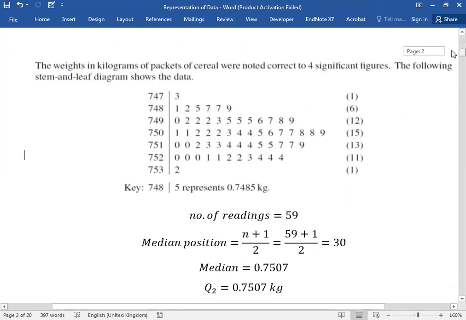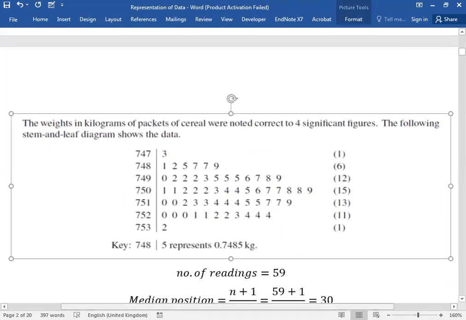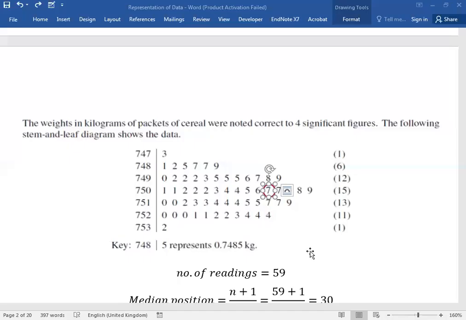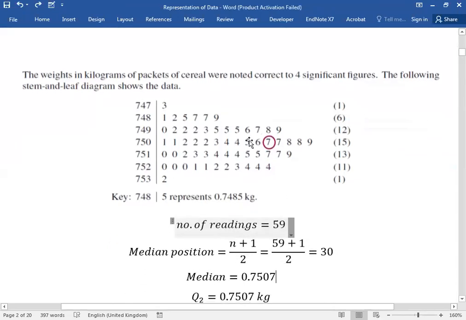Can you find the median and lower and upper quartile for this one as well? The median position is 30th, and on the 30th reading we have 0.7507. That is our median. Now can you find the lower quartile, upper quartile, and hence the interquartile range for this one as well? 30th position is the median. कितना data in lower end या upper end पे? 29 in lower end and obviously 29 in upper end.